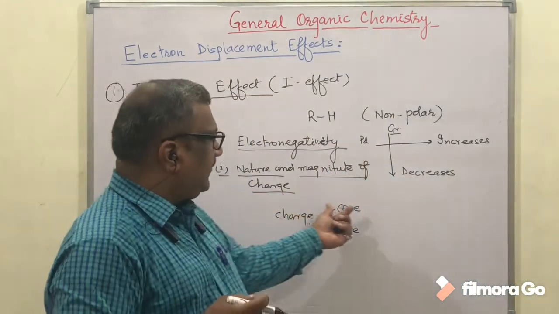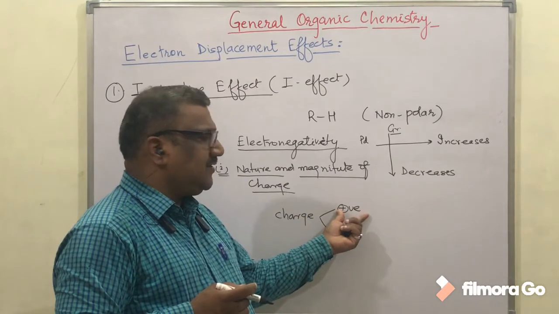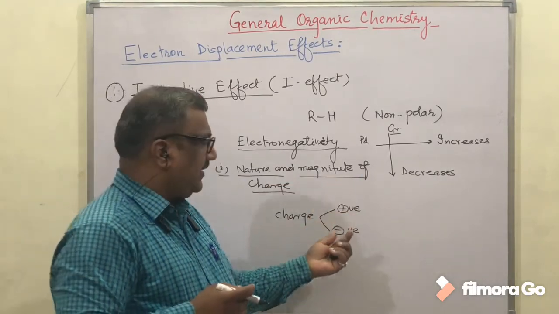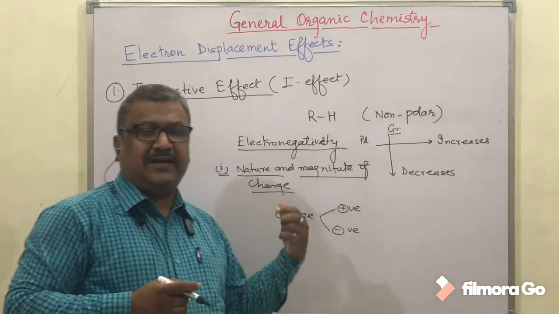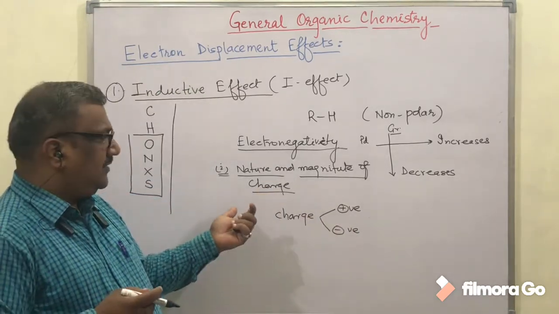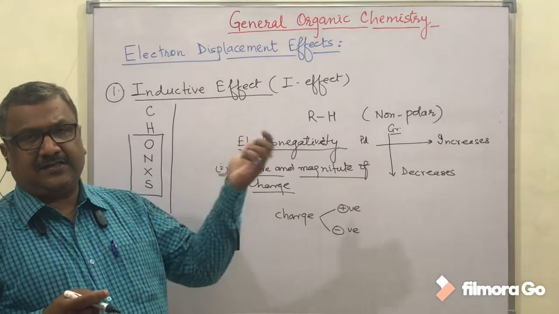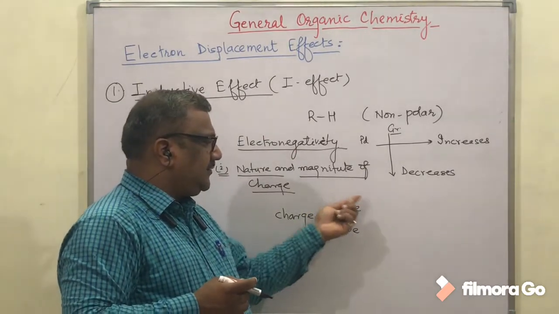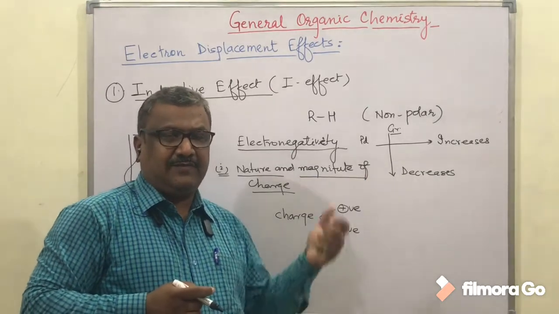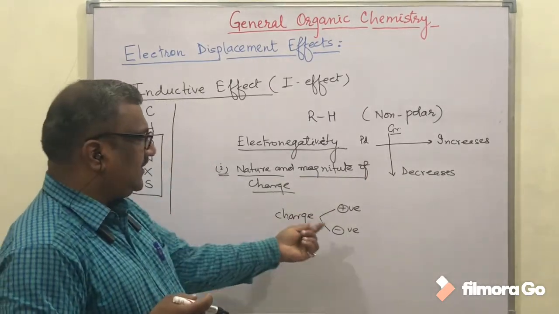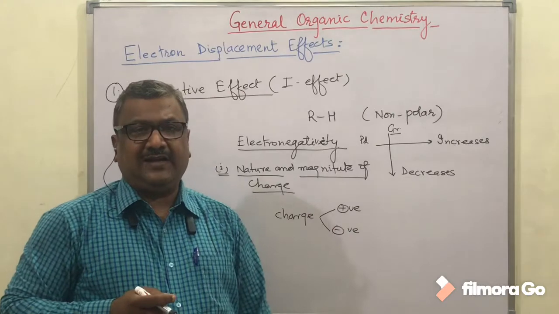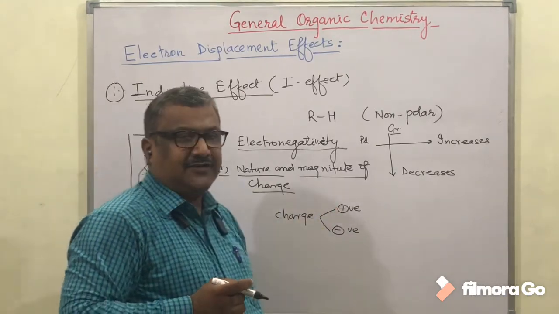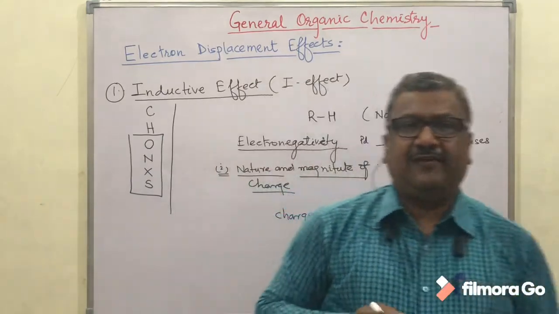And it is very simple for us to explain. Since it is positively charged, it will apply more force of attraction. If it is negatively charged, it will apply less force of attraction. So electronegativity is the tendency to attract the shared pair of electrons towards itself. So if any species is positively charged, it will be applying more force of attraction. If it is negatively charged, it will be applying less force of attraction. So depending upon the nature of charge, electronegativity will vary.